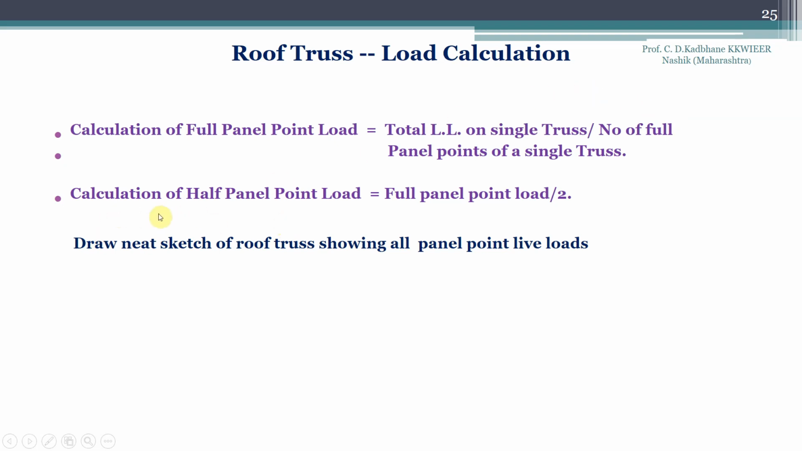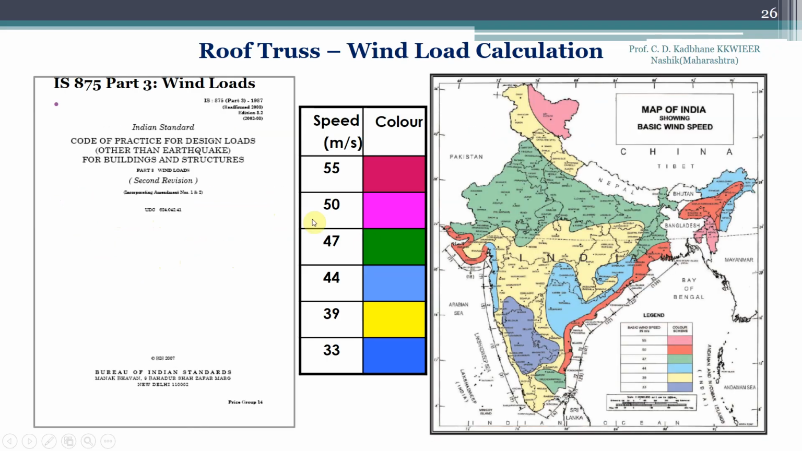Similarly, calculation of half panel point load will be equal to full panel point load divided by 2. After that, you have to draw a neat sketch of the roof truss showing all panel point live loads on the given truss. Now let us learn about the wind load calculations.